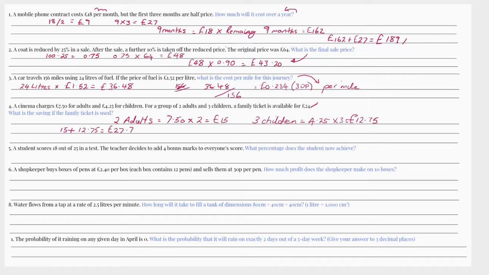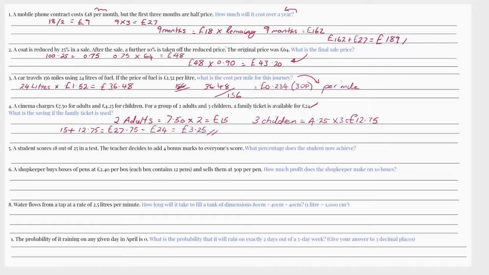£27.75 minus our £24, which leaves us with £3.25. So to answer the question, the saving on the family ticket is £3.25.